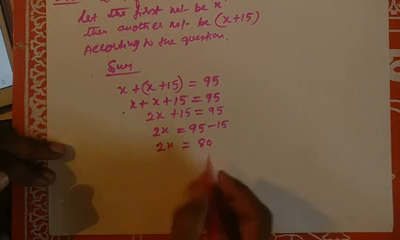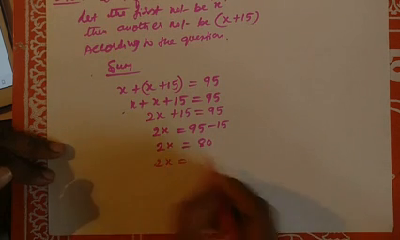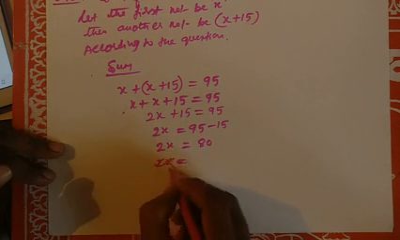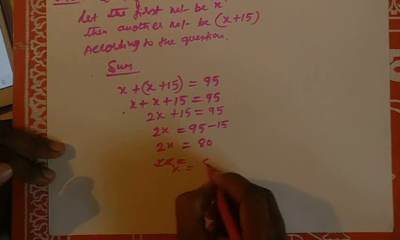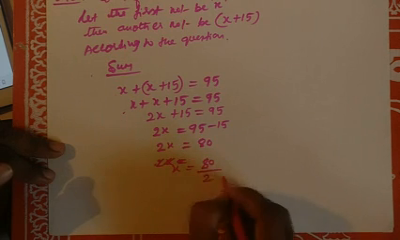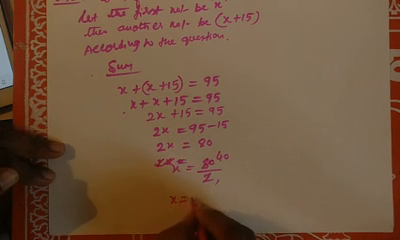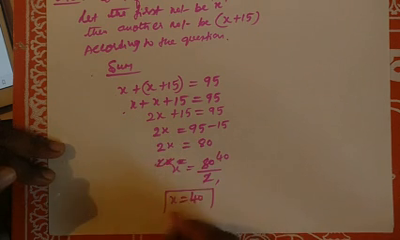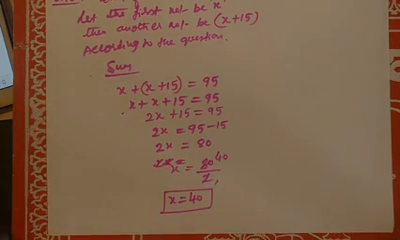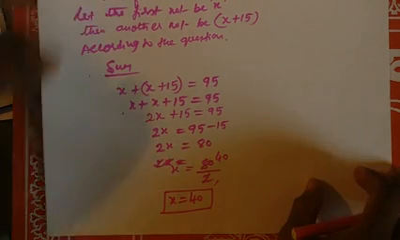Okay. 2x, x is equal to 80 by 2. 2 ones are 2, 2 40s are 80. X is equal to 40. First number is 40. Then second number is.